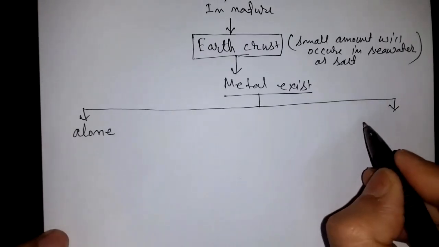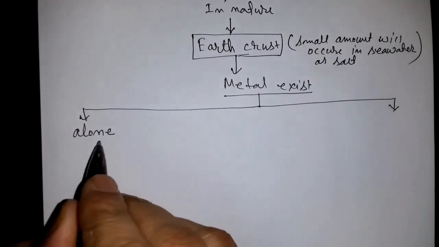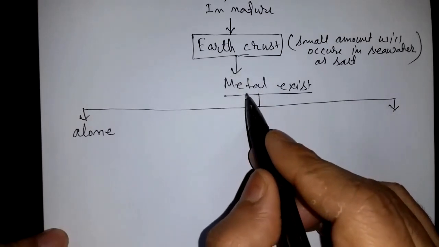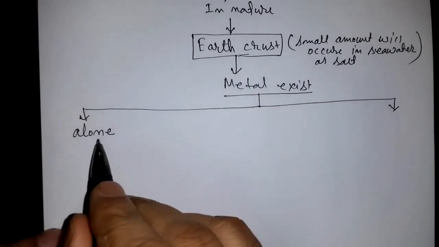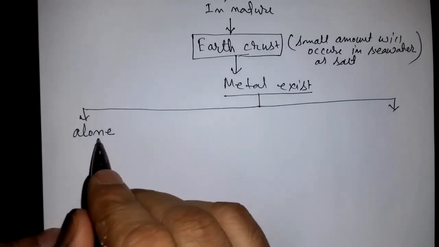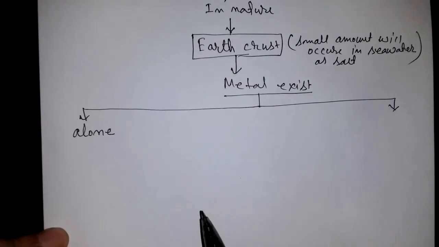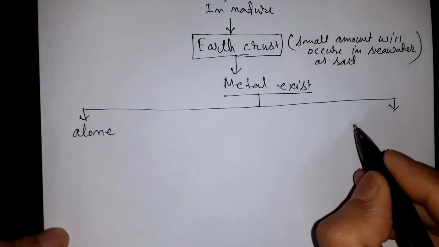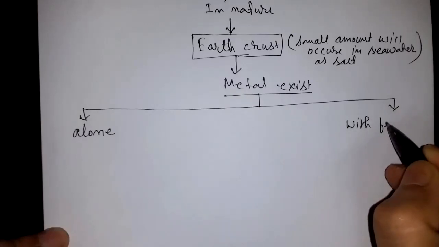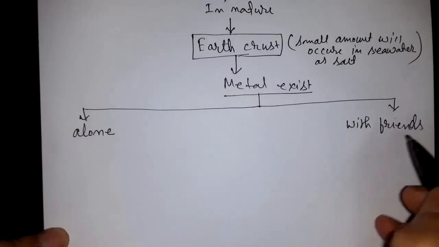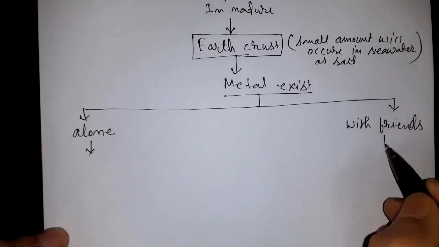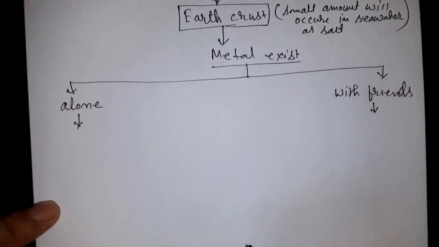And sometimes, this is a crude language, you will not be writing this language in the exam, metal will be alone inside the earth crust. That means in the formula, no friend will be there. There will be some impurity also, but in the formula, no non-metal will be there. The other style is that metal can also exist with a friend. This alone and friend is not a chemistry term, but I'm just using it to make things simple.